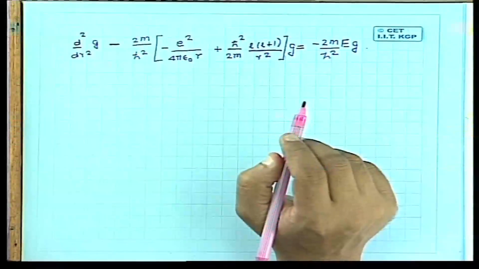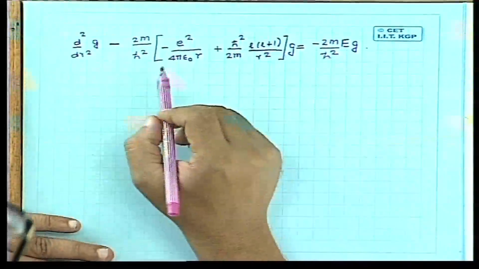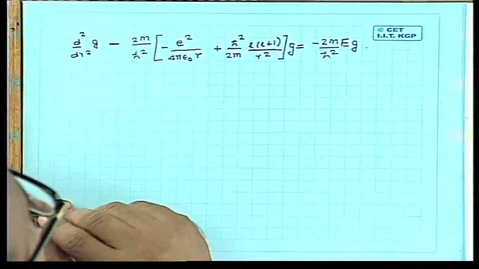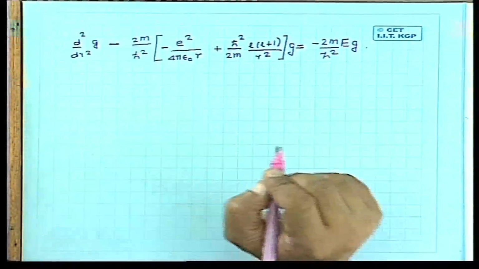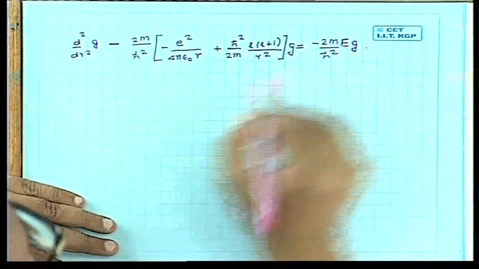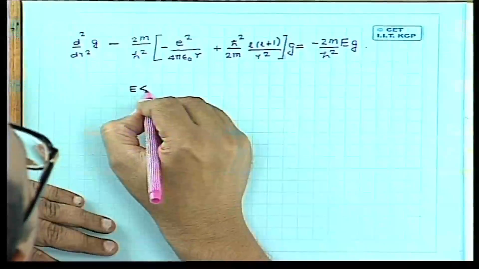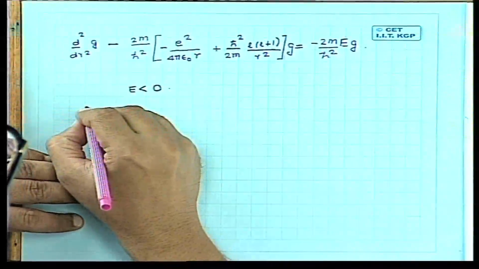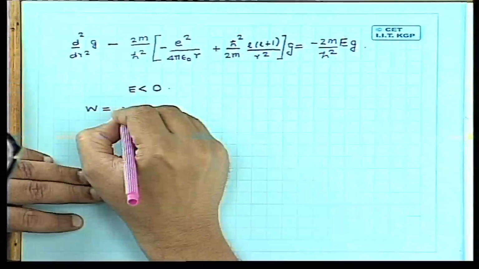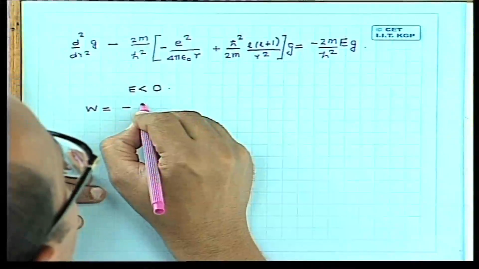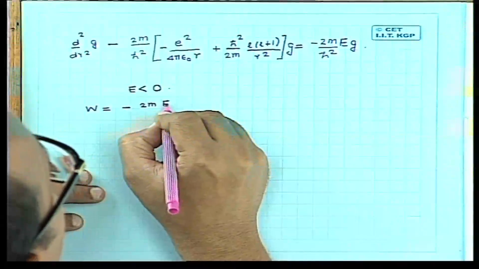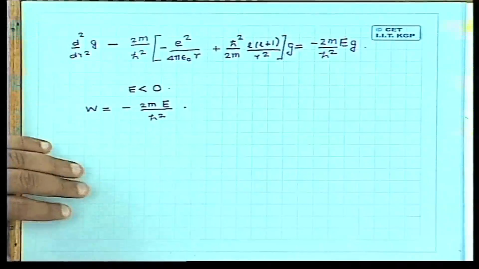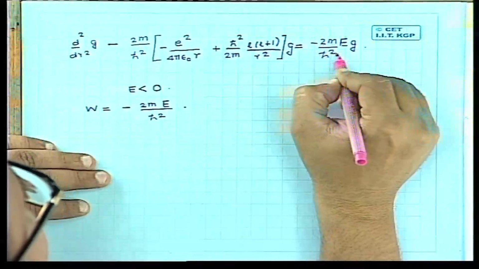Let us use some symbols to denote all these constant coefficients which appear here. The energy we know is negative. We are dealing with negative values of energy. So let us first define W to be minus 2m E by h cross square. So W is now positive. So this whole thing over here is W.